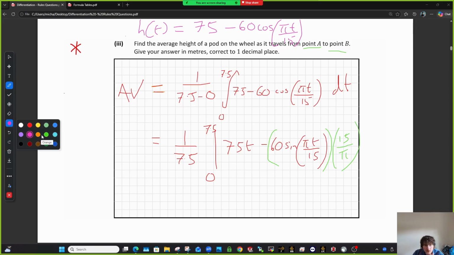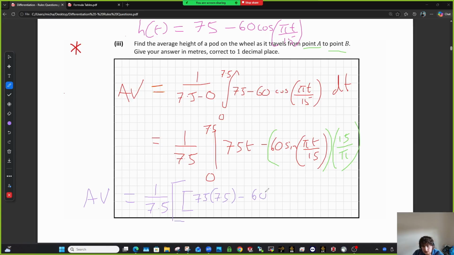Then we put in the limits. We've got to be neat for the examiner. So this is the average value: we've got 1 over 7.5, and I'm going to use a big square bracket here, and then there are two mini square brackets in here. In the first square bracket we put the upper limit in, so we go 75 multiplied by 7.5, take away 60.